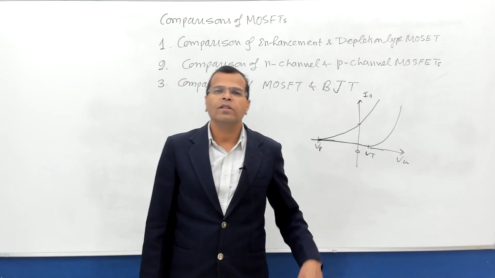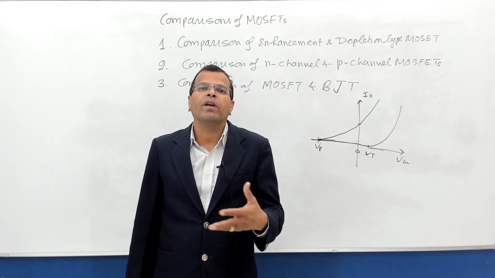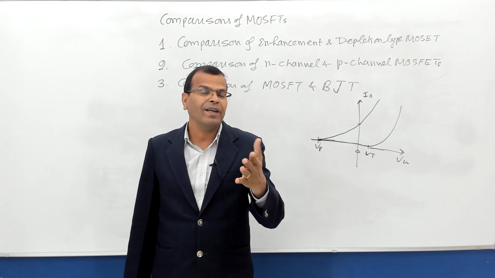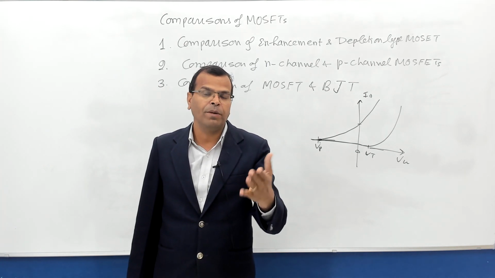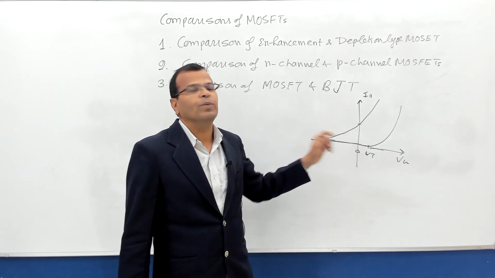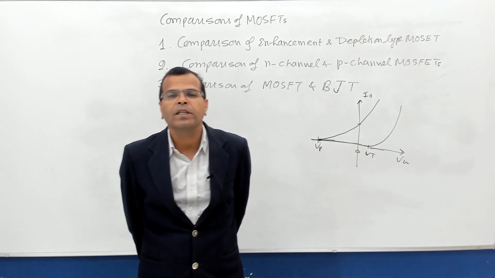So in case of enhancement, the channel will be formed only when voltage is applied at the gate terminal. It is not the case in depletion type. The current exists even when gate voltage is zero. That is the basic difference.